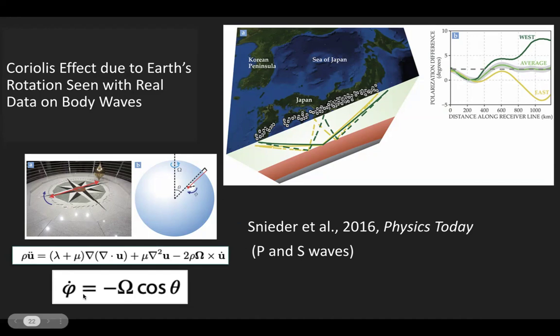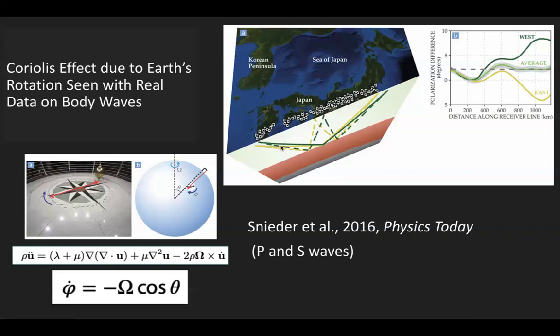So this equation defines the polarization effect. It's really simple. This is the polarization rate change, so it's how much your polarization is changing over time. And then this is Earth's rotation, and then this is the angle, and the angle is defined here. It's the angle between your ray path and the Earth's rotation axis. So you just calculate that angle, and boom, it's really easy. You can calculate the polarization rate effect.